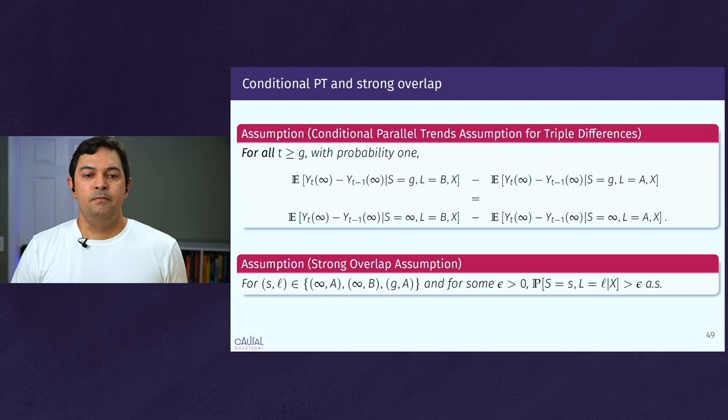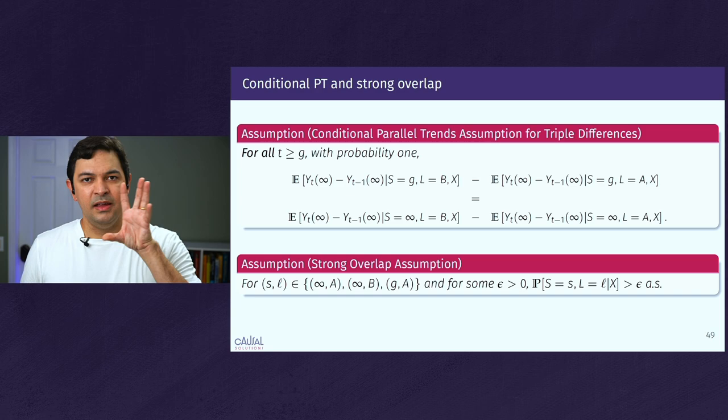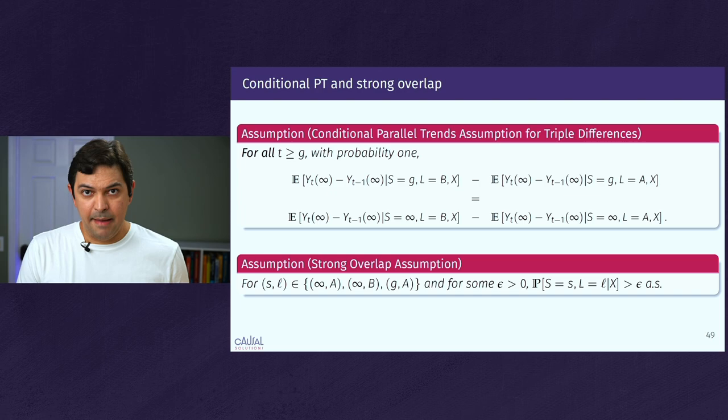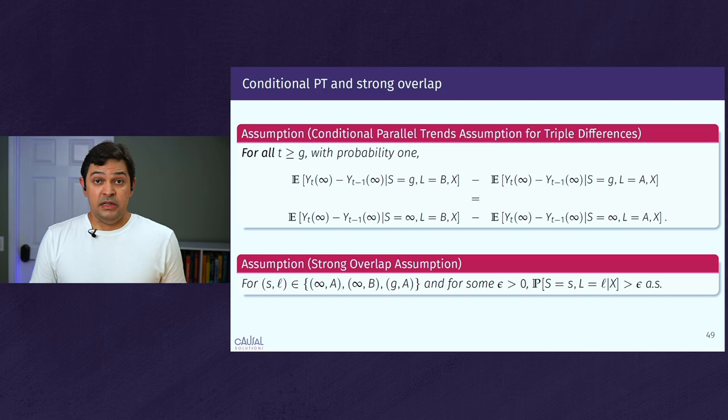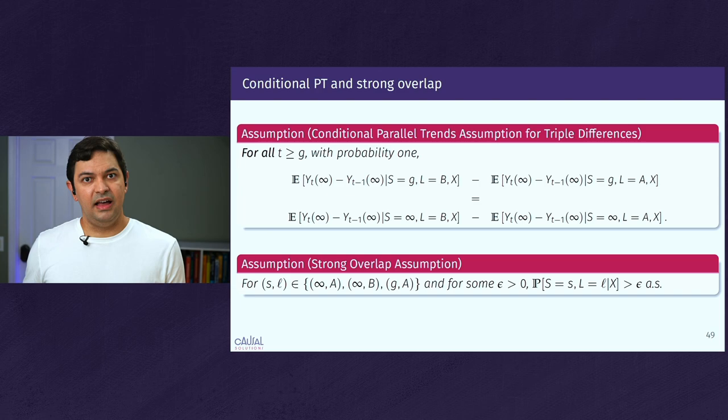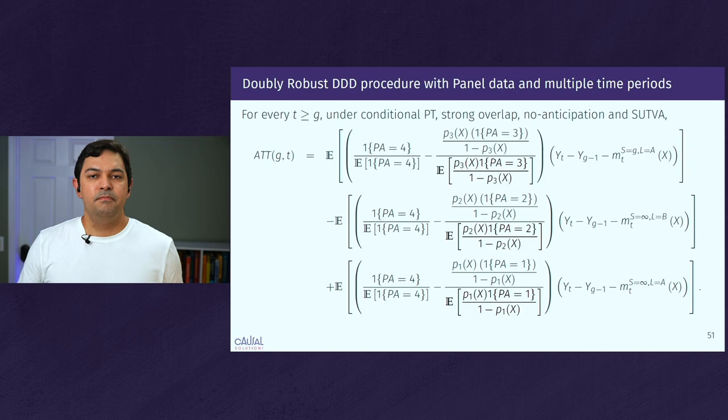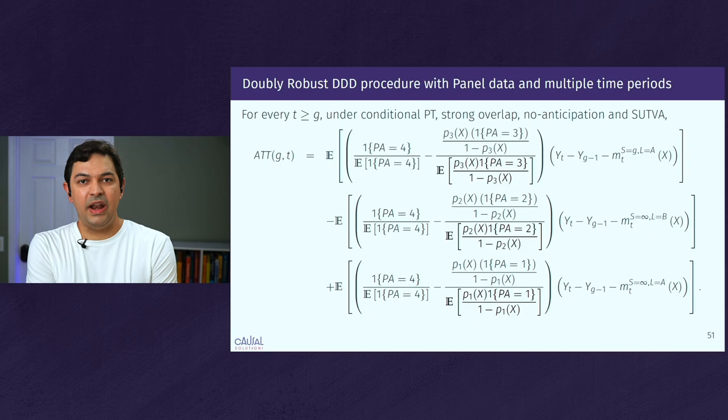Also, we're going to make the same assumption as before: we're going to have strong overlap. And once I have these two assumptions, we can come up with IPW estimators, outcome regression estimators, and we can also come up with doubly robust estimators. I'm going to cover only the doubly robust ones just because I like them better. And again, the doubly robust estimators are very similar to before, from the case when I have only two time periods.